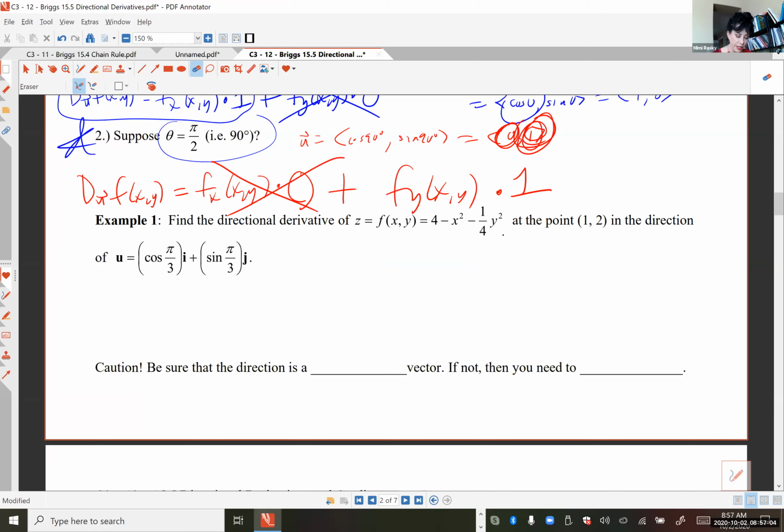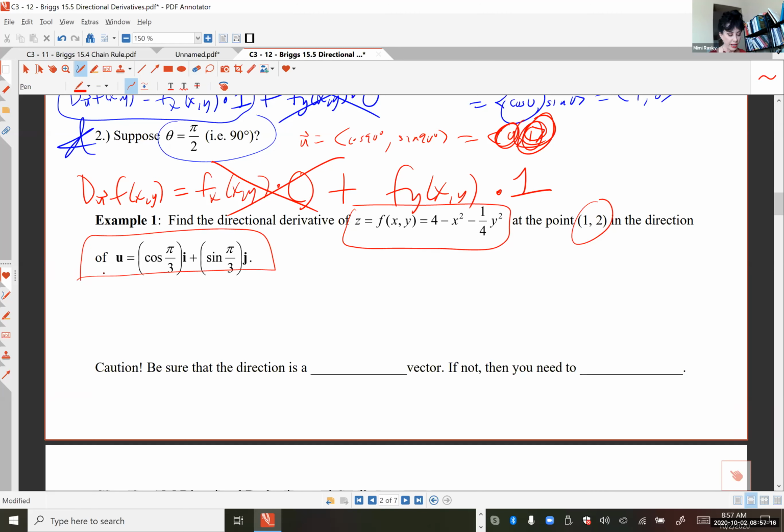So let's take a look. They're giving you a surface described by that function f(x,y) = 4 minus x squared minus 1/4 y squared. They want us to find the directional derivative of that at the point (1, 2) in this direction. And notice this is already a unit vector, which is a good thing, because if you're given a direction vector and it's not unitized, you're going to have to unitize it before you use it in this formula for the directional derivative.